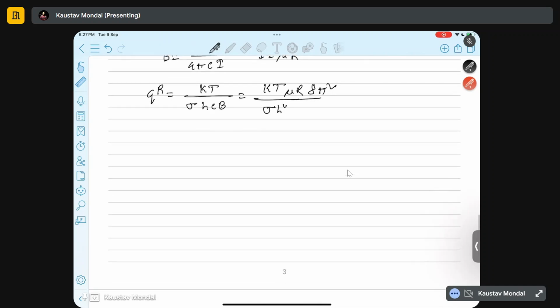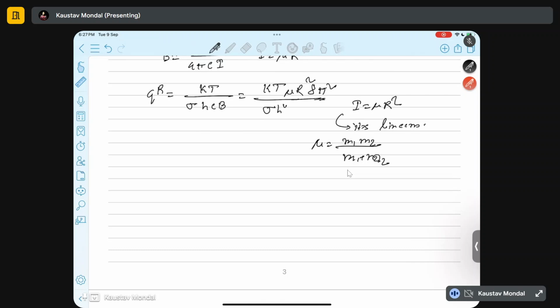Now here, mu r square comes from the fact that I is equal to mu r square, as it's linear, and mu is basically the reduced mass, m1 into m2 by m1 plus m2. So m1, m2 are basically the masses of the atoms in the molecule. Okay. So now let's do some problems.